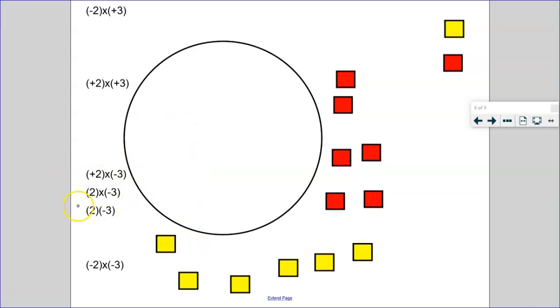I wrote this in 3 ways because you're eventually going to see it looking like this. So I have positive 2 times negative 3. If there isn't a positive sign by the number, it's considered positive. Also, eventually this multiplication sign is going to come out and they'll just be written bracket to bracket, which means multiplying. So for this one, we've got 2 sets of 3 red tiles.